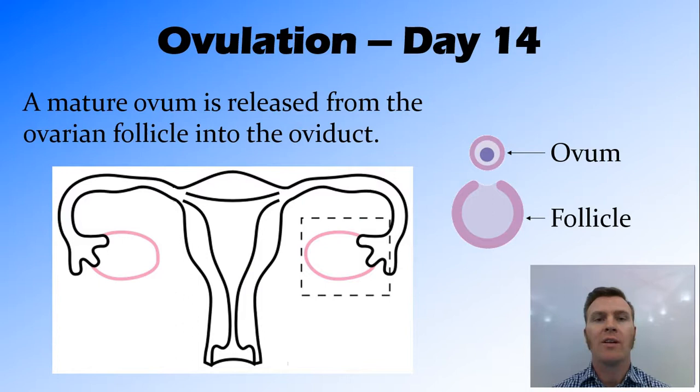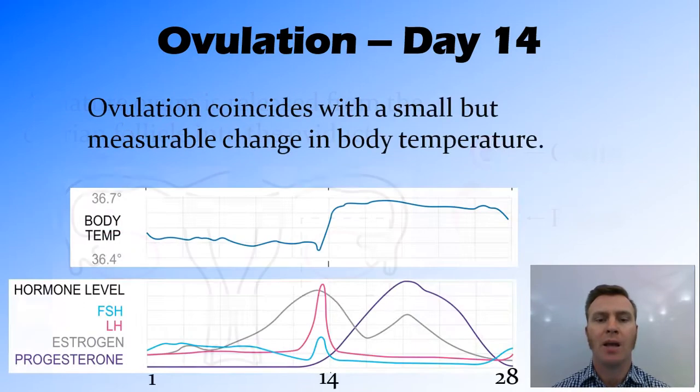Ovulation occurs around the middle of the menstrual cycle, although it can be as early as day 10 or as late as day 18 and still be considered within the normal range. The ovum, which has been maturing in the ovarian follicle, or the follicle in the ovary, over the last 14 days or so, has finally reached maturity and is released from that follicle into the oviduct or fallopian tubes.